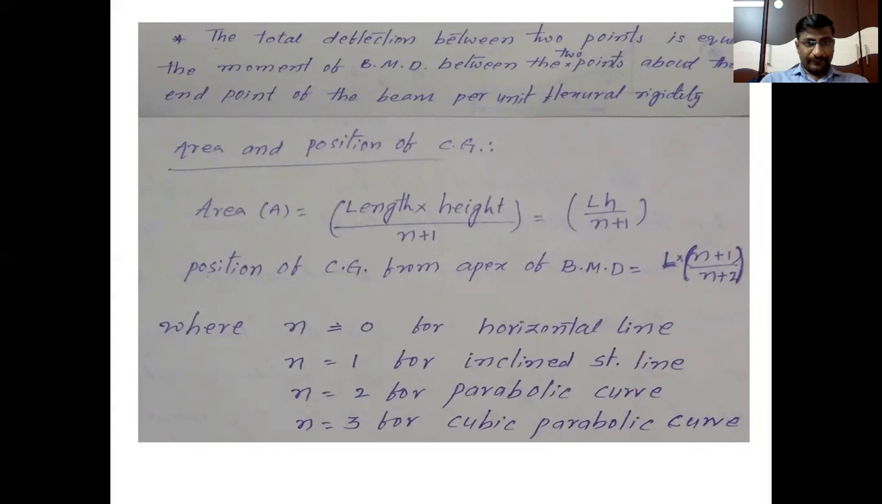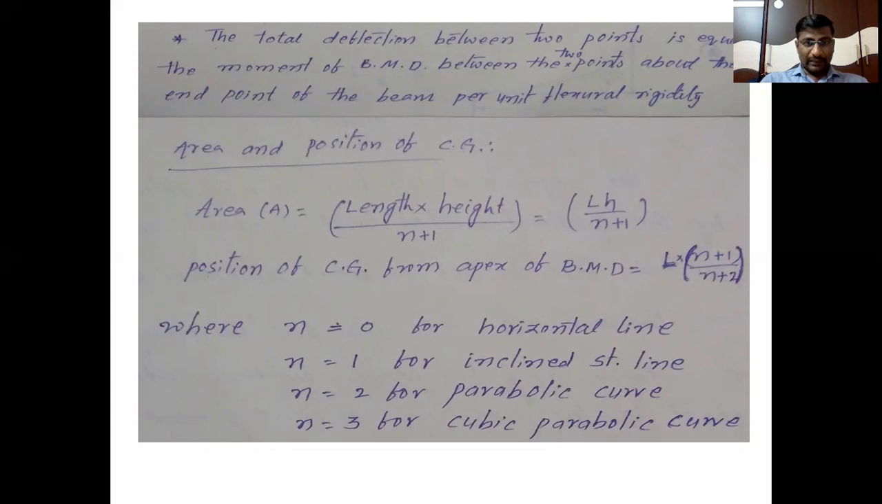Position of CG, that is the center of gravity of that area from an apex of the bending moment diagram, or from one end of the beam. The distance of the center of gravity is calculated as L into n plus 1 by n plus 2. L into n plus 1 by n plus 2. Here n is 0 for horizontal line. n should be taken 0 for the horizontal line. Whenever the bending moment diagram comes as a horizontal line, then n equal to 0.